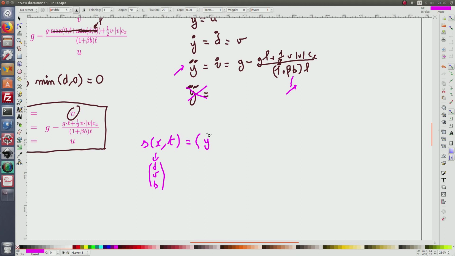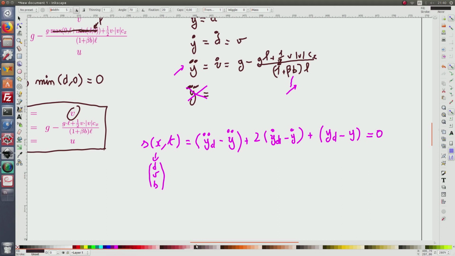Y double dot D, so the second derivative of the desired depth, minus Y double dot, plus, let's say, 2. I will explain this just after. Y dot D minus Y dot, plus Y D minus Y. And this surface should be equal to 0.